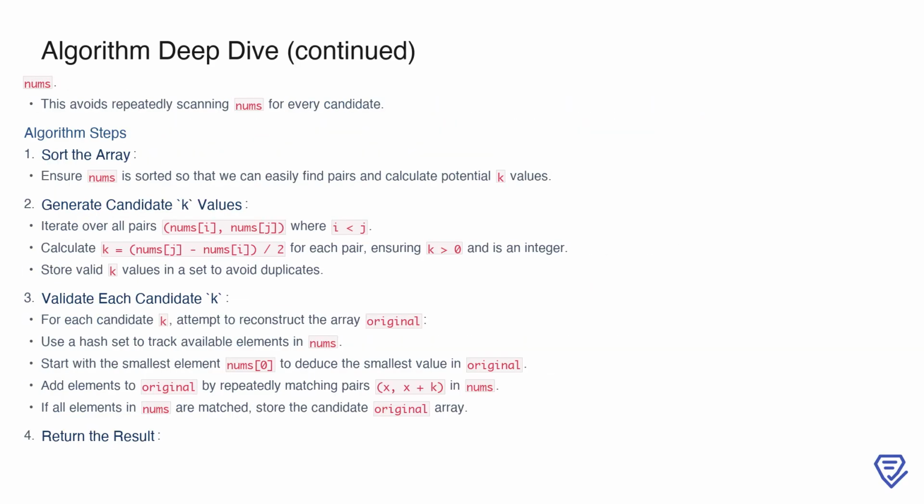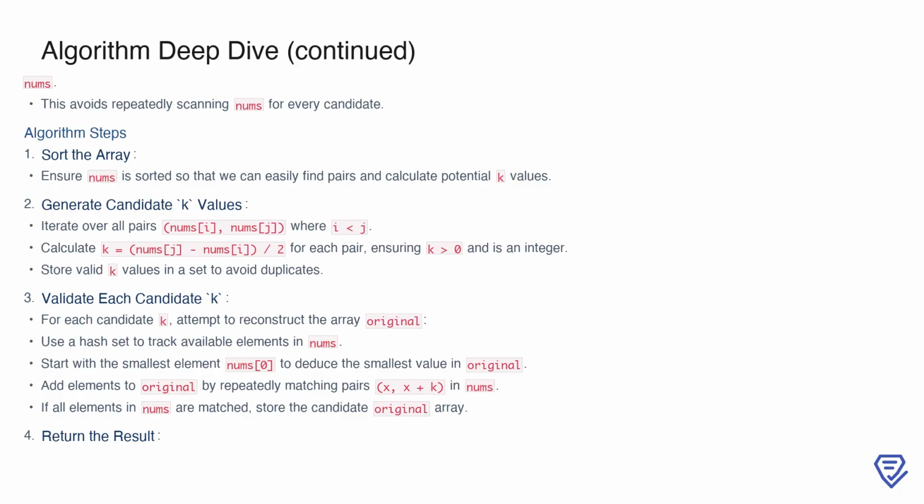To solve the problem systematically, we first ensure that nums is sorted. Sorting allows us to find valid pairs and compute potential k values more easily. Next, we generate candidate values for k by iterating over all pairs of elements in nums where the second element is strictly greater than the first. For each pair nums[i], nums[j], we calculate k as (nums[j] - nums[i])/2, ensuring that k is a positive integer. We also store these candidate k values in a set to avoid duplicates.